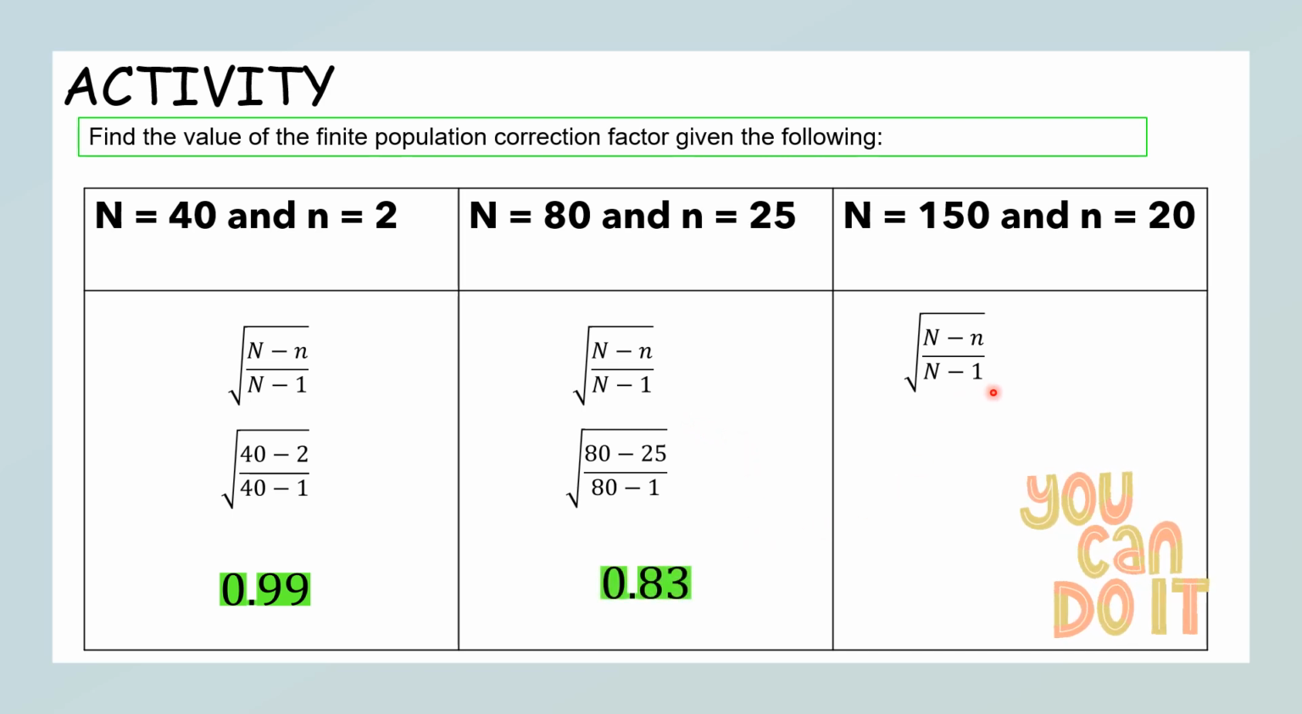And for our last example, substitution, and your answer should be 0.93. So, do you have any questions regarding on how to find the value of the finite population correction factor? If none, let us proceed to evaluating learning.